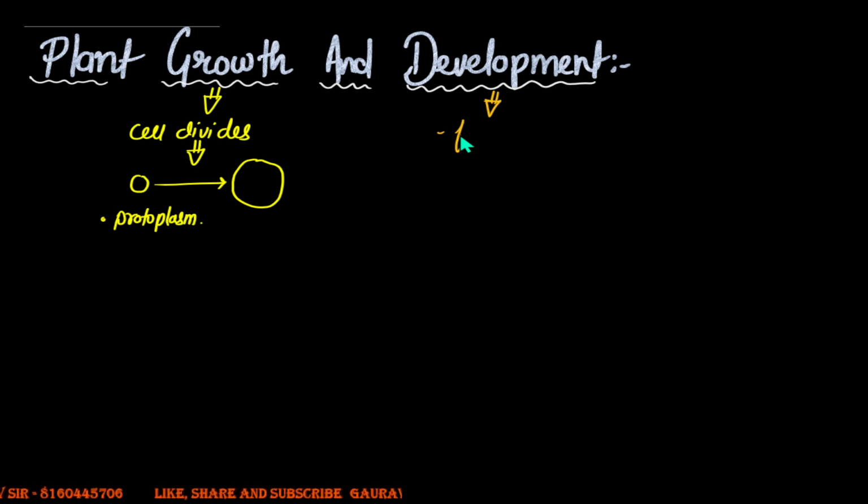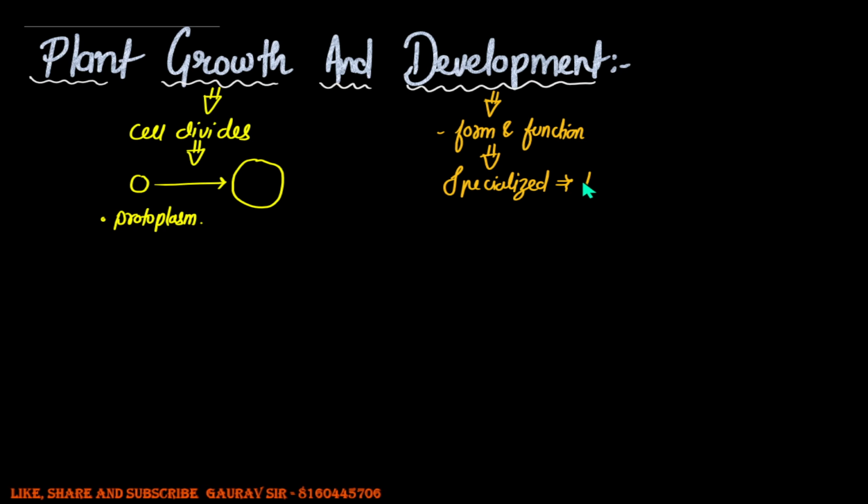Now these cells will become specialized in form and in function, right? They will change their form and their function and become specialized. So these specialized cells will come up together and will give rise to tissues. Similarly, these tissues can come up together and can form organs. So basically, development is when the cell changes its form and function to become a specialized cell, tissues, or organ. That's what development is. All right.